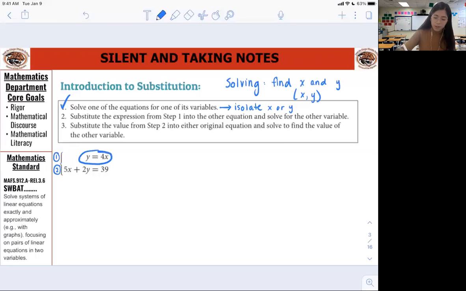So this is what this is going to look like. Ready? So my y is already by itself. So I'm going to take everything else, 4x, and I'm going to plug it in for y. Let me say that one more time. Since I already know that 4x is equal to y, right? 4x is now the same thing as y. If I say y, I can say 4x because I know that they're equal to each other. So what I'm going to do is I can take that 4x and I can plug it in wherever I see a y.